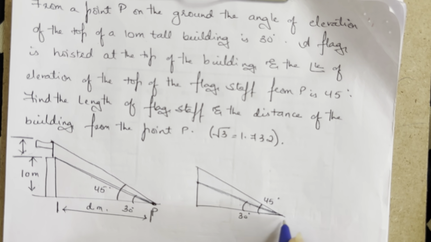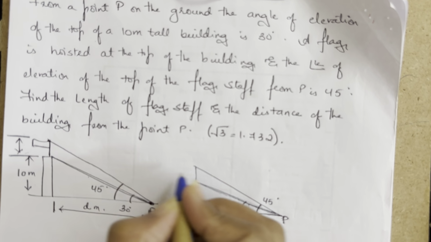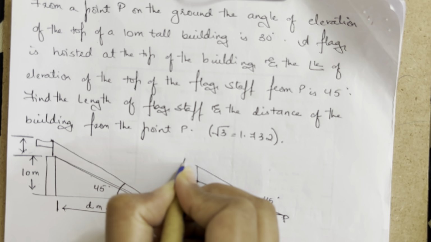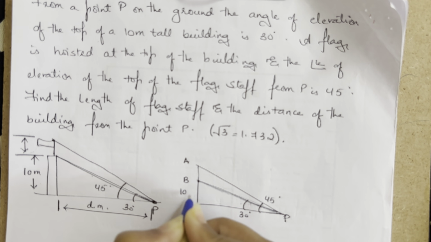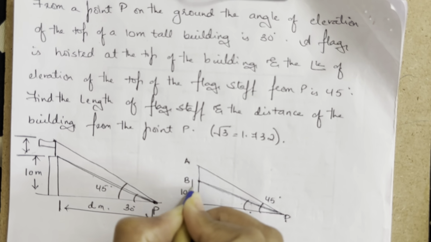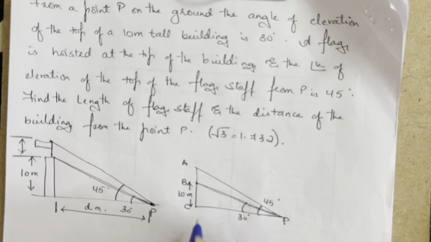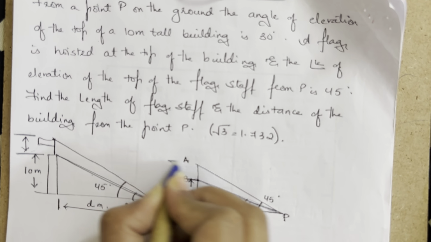This is the point P on the floor which is being observed. This is the point A, B and C. The BC is given to me as 10 meters already. BC is 10 meters, I know. This height I do not know.